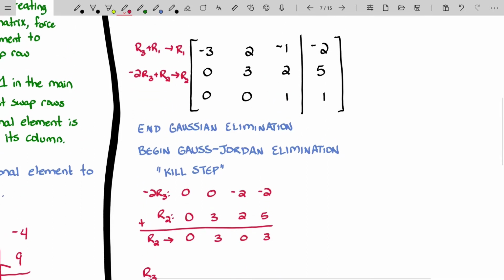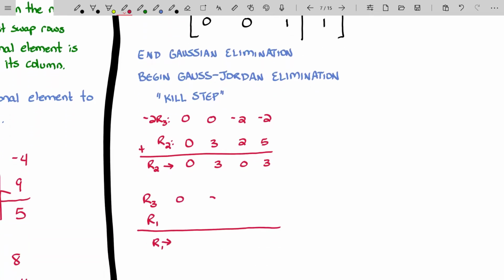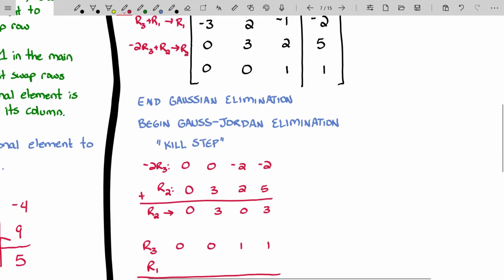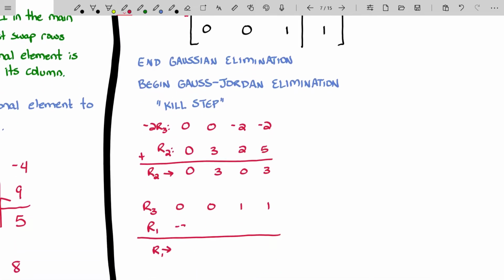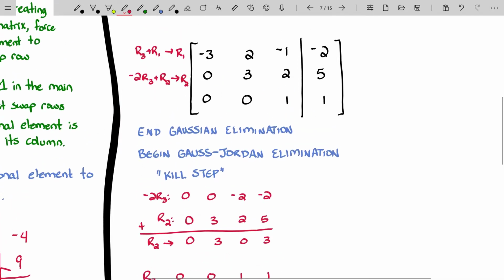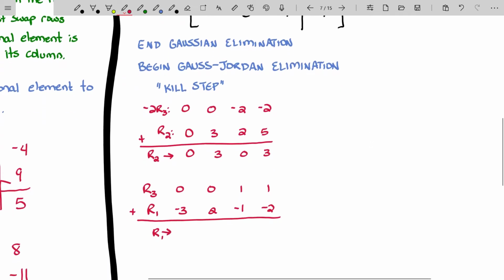All right, let's see what this looks like. Row 3 is 0, 0, 1, 1. And row 1 is negative 3, 2, negative 1, and negative 2. You're going to add those up, and the new row 1 is negative 3, 2, 0, and negative 1.